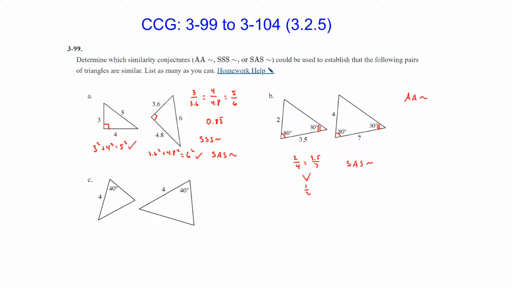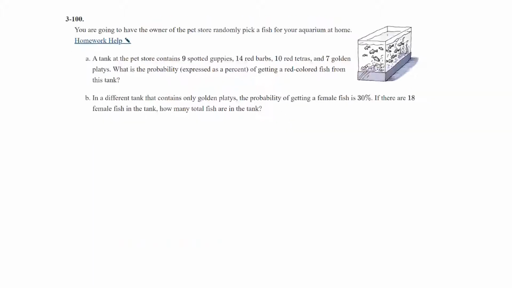On part C, we have 1 side length and 1 angle. And even though those two are exactly the same, there's not enough information. We only have 1 angle, so we don't know anything about the other 2. And the side lengths both being 4 doesn't mean that the triangles are congruent. There's lots of possibilities in terms of what we could do with that. So this one, there's not enough information. And that does it for question 99.